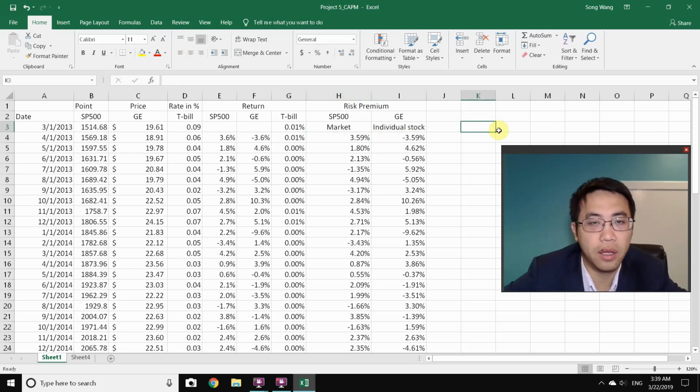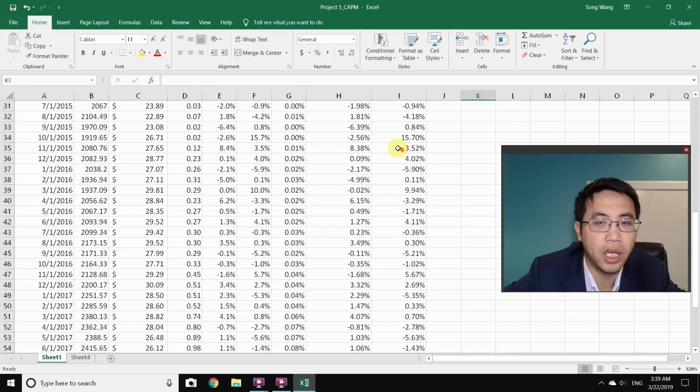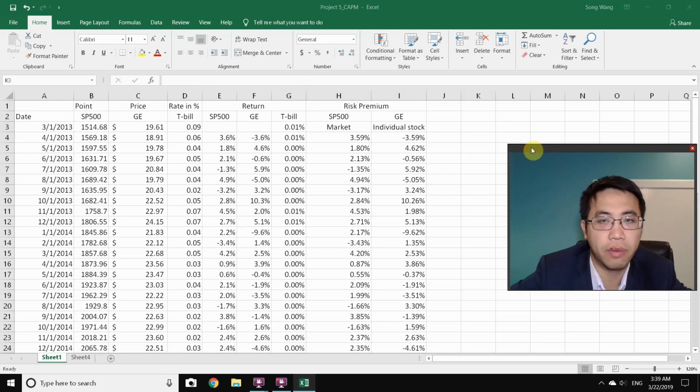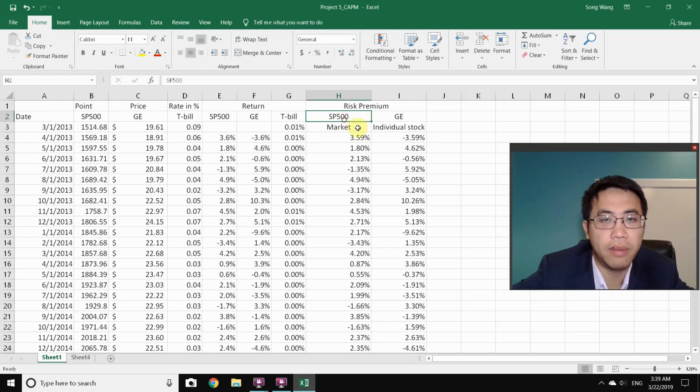Okay, so now after I finished this risk premium, it's time for me to conduct the analysis for beta. So this would be my X values, and this would be my Y values. There are three ways to do it.